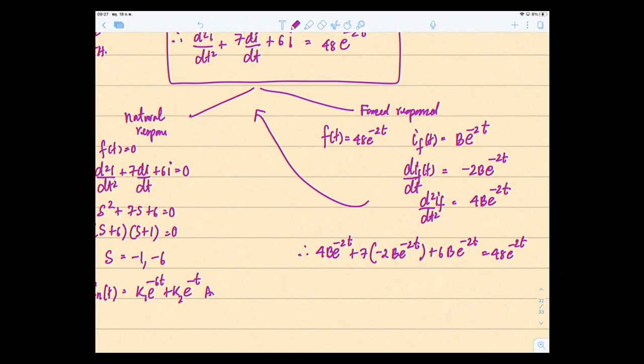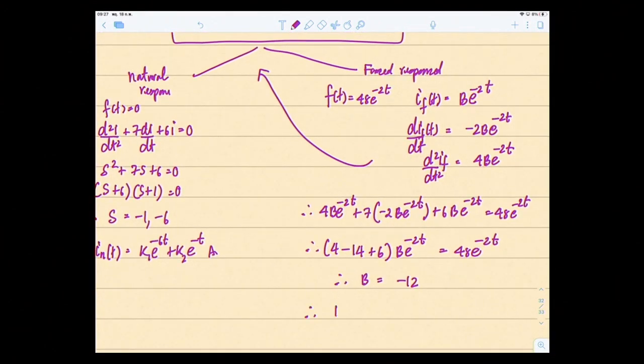Then add the like terms together. They are e to the minus 2t and b, right, has b in common. So it becomes 4 minus 14 plus 6, b e to the minus 2t equal to 48 e to the minus 2t. So therefore compare the two together, right? So you would get b is equal to minus 12. That means your forced response for the current is equal to minus 12 e to the minus 2t amps.